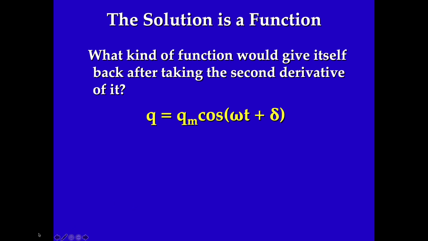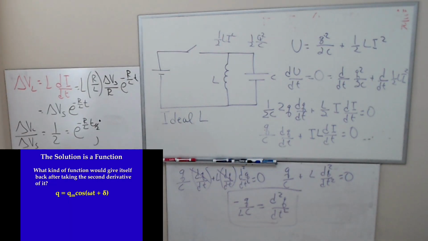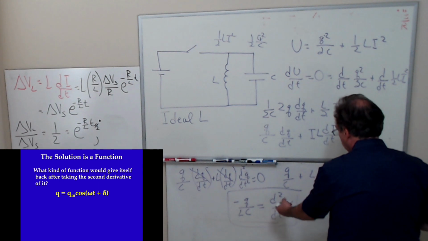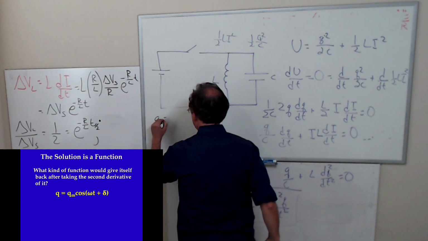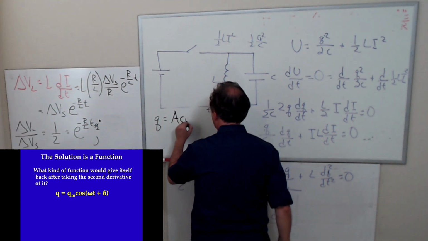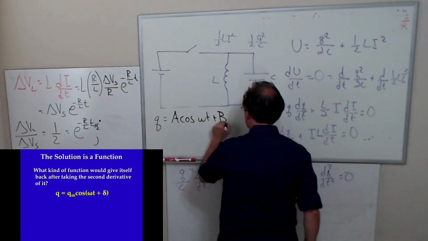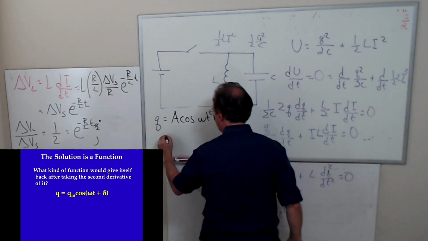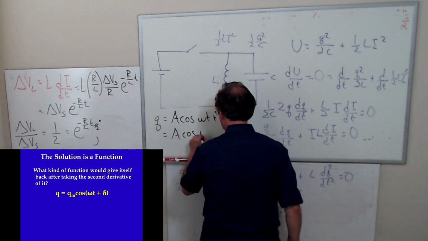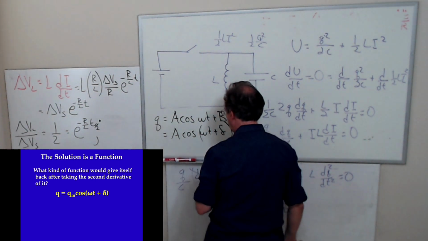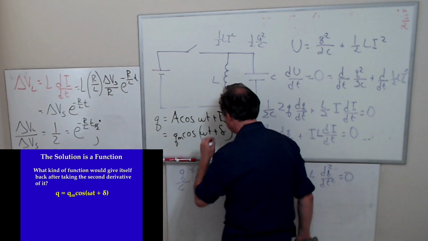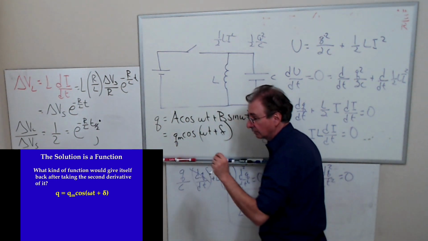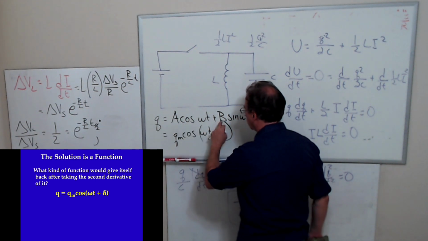By the way, you might be wondering why I chose to write it that way. It's just out of convenience. There's a lot of ways I can write Q. I can write Q this way, or I can write it this way. And out of convenience for us, we write it this way. In fact, I'll call this Q sub m. These are to be determined from initial conditions.